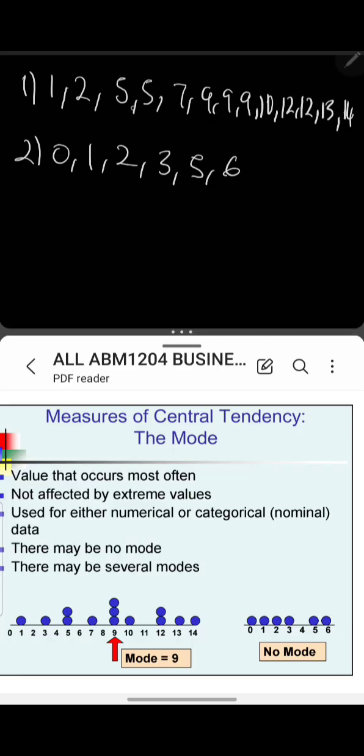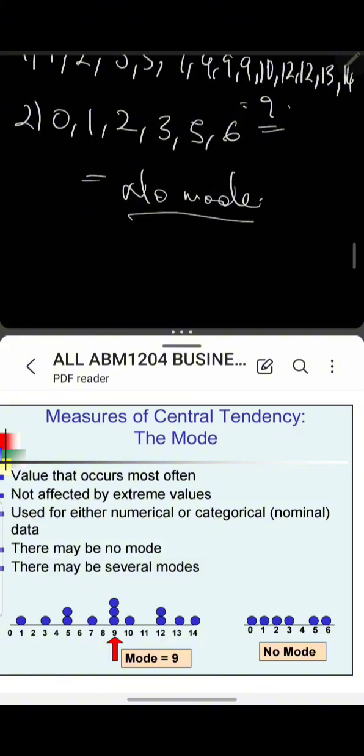You have 5 two times, this one three times. I think the mode here is 9 also. Yeah, here it is 9 also. Let me see here. Yeah, I'm not seeing any mode. So there is no mode. So you realize in the first scenario it was easy to find a mode, and in the second case there is no mode.